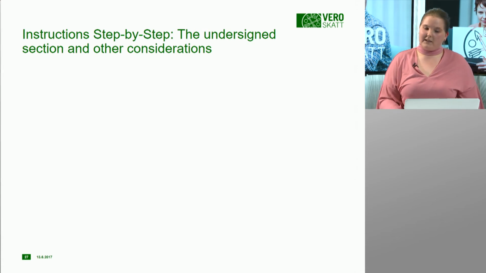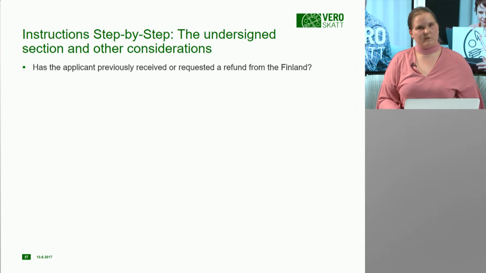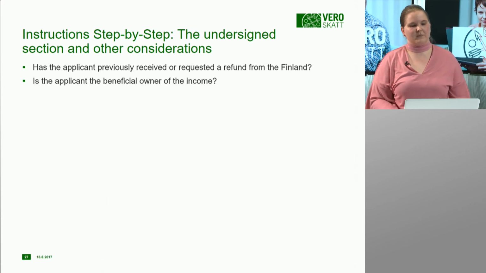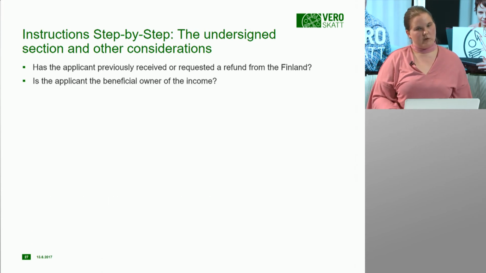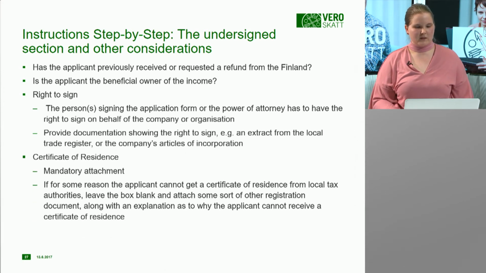And now finally, the undersigned section. Has the applicant previously received or requested a refund? Again, we already went through this in the first section of the webinar. Is the applicant the beneficial owner of the income? And again, the right to sign. We will ask you to provide documentation showing the right to sign, and you will have to specify how the applicant is signing the form.